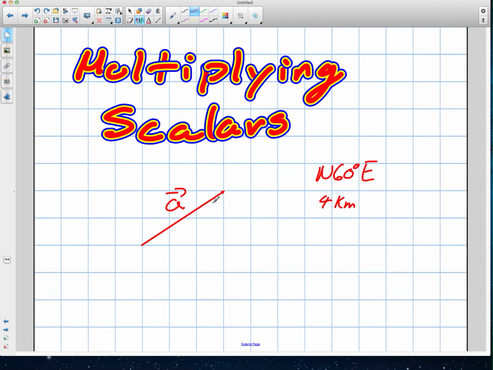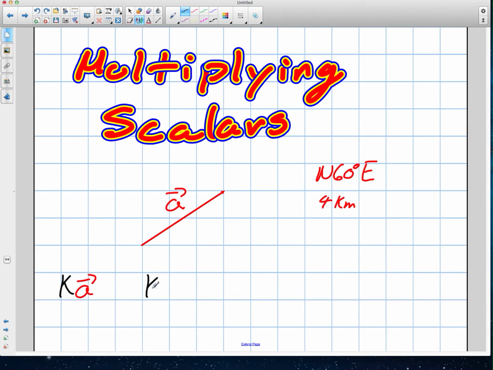Now, a scalar is putting a value in front of the vector to either change its direction, like we did with a negative. Technically, a negative sign could be considered a scalar, and or changing the length of the vector. So what we use to represent the scalar is usually the letter k. And what we usually do is put k in front of the vector, so k represents any number in front of the vector that will affect it.